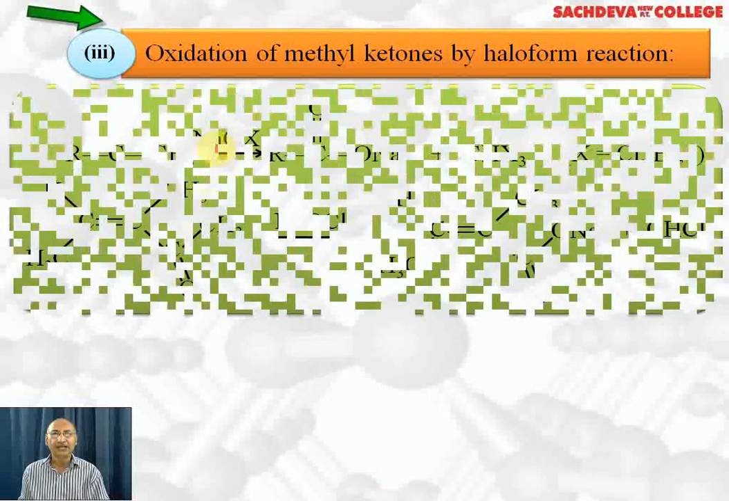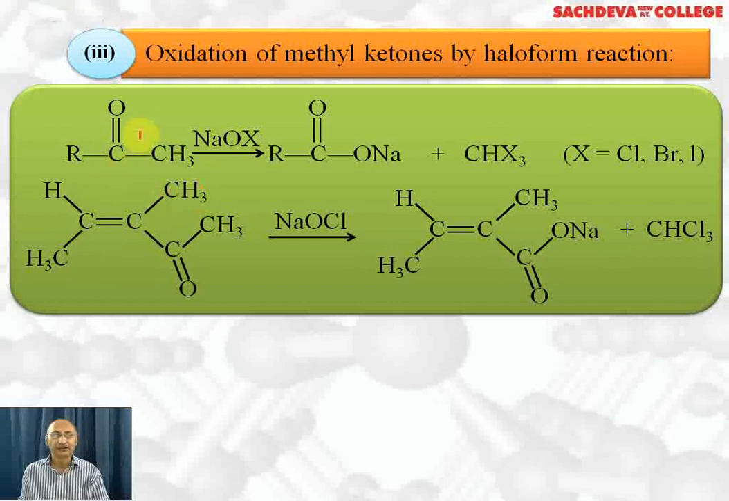Oxidation of methyl ketones by haloform reactions. This is a methyl ketone which has a COCH3 group. If we react it with NaOI or NaOCl, we will get the sodium salt of carboxylic acid plus a haloform. Haloform means chloroform, bromoform and iodoform.